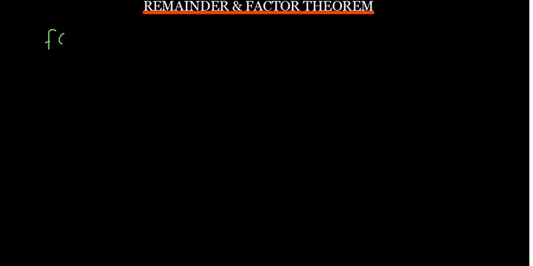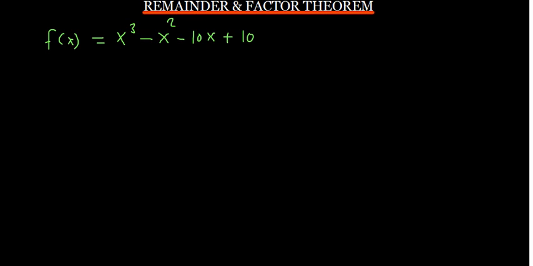Remainder and factor theorem. Let's say we have been given a function f of x, which is, I can give just something random. Let's say x to the power 3 minus x squared, minus 10x, and then plus 10. Okay, let's say we have got this function.